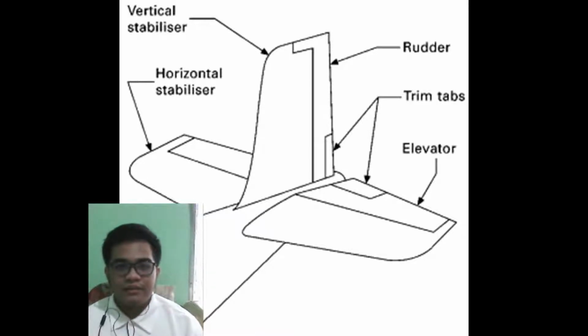The elevator, which is attached at the back of the horizontal stabilizer, is responsible for controlling the upward and downward pitch of the airplane during the flight. And finally, the trim tabs, located on the trailing edge of the two previous control surfaces, are small movable portions responsible for reducing control pressures.